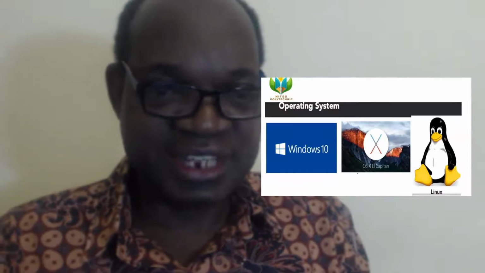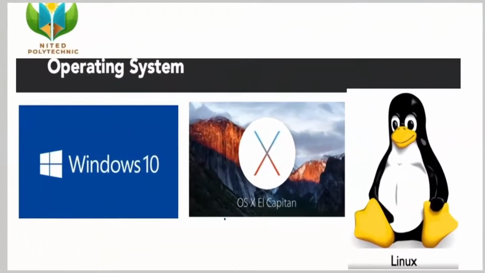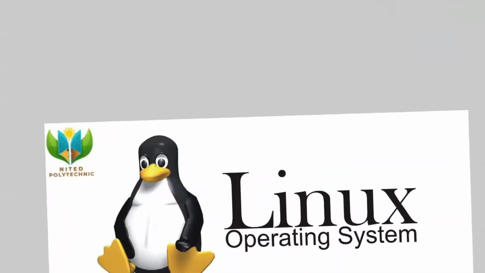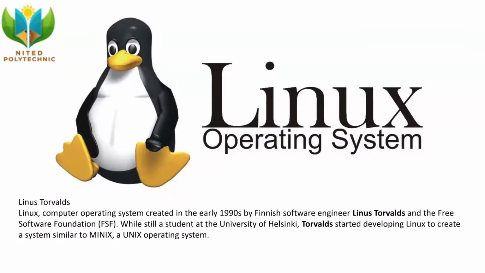We'll be looking at the various types of operating system we have. Generally, there are so many, but we'll be looking at three types: the Windows operating system, Windows 10 especially, then the Mac operating system. These are actually the main dominant operating systems in the market. We have the Mac operating system, derived from Macintosh, and we have the Linux operating system. I want to start by sharing with you about the Linux operating system.